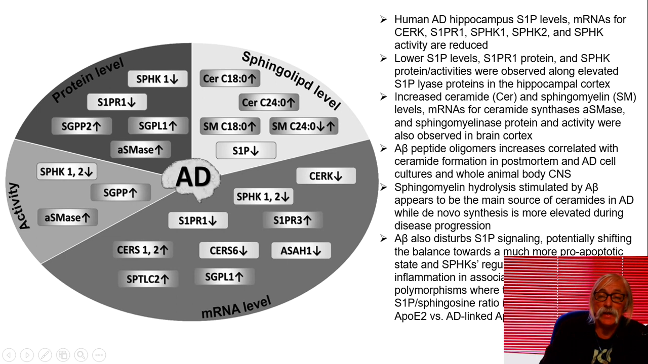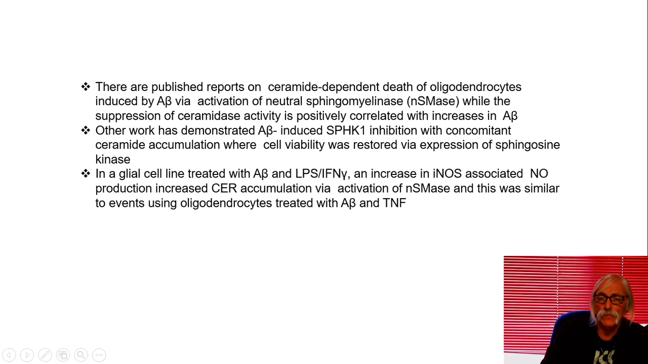The sphingosine kinases regulate the severity of inflammation associated with ApoE, another protein associated with Alzheimer's disease, ApoE4 actually, where there is a 2.5 times higher sphingosine 1-phosphate to sphingosine ratio in the hippocampus of ApoE2. That's a healthy apolipoprotein off the HDL fraction versus the AD-linked ApoE4 isoform.